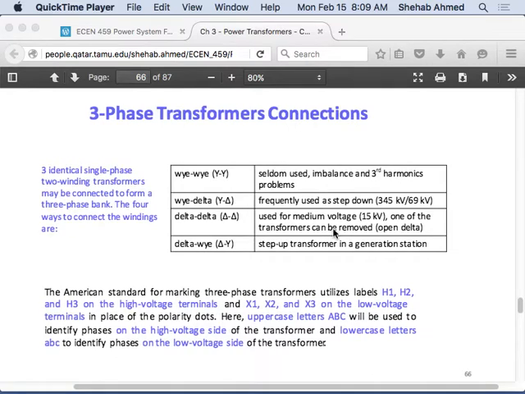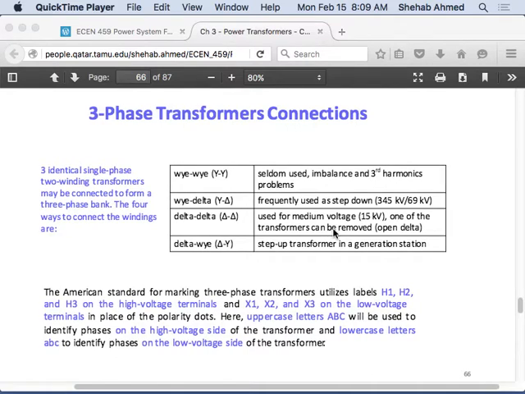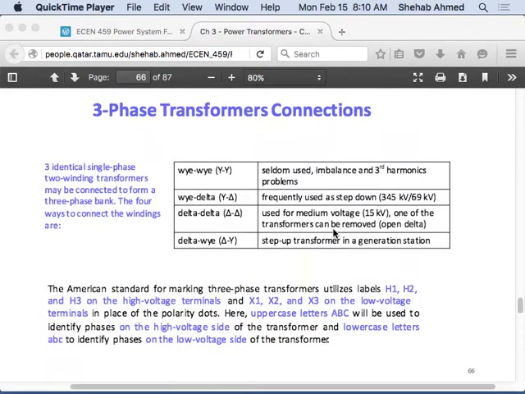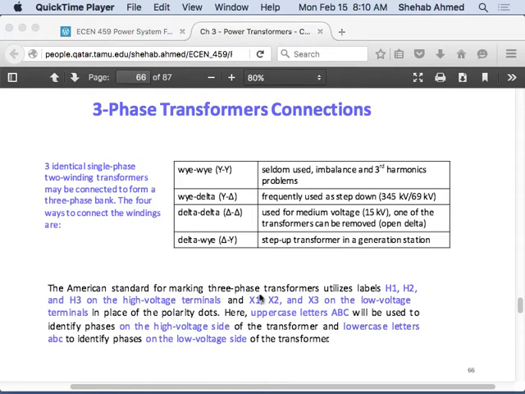Generating transformers are delta connected, and you may find them based on three single phases, so that if one fails, they can remove it and put back one into the system, and they operate at a reduced power for a while. So that's one point. Okay, the American standard for marking three-phase transformers utilizes H1, H2, and H3 on the high voltage terminals, and X1, X2, and X3 on the low voltage terminals.